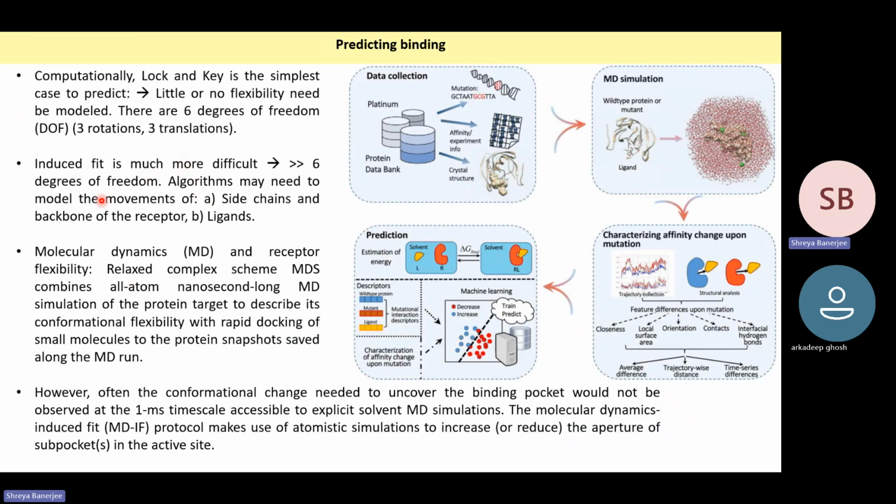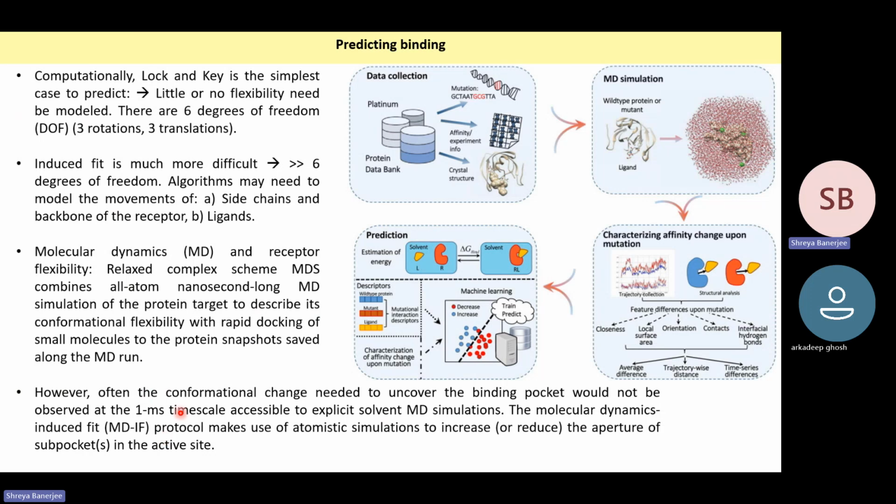And so different algorithms may be needed to model the movement of side chains, movement of the backbone, movement of ligand, and so on. So complex molecular dynamic simulations basically account for all atom nanosecond long molecular dynamic simulation of the protein target, that is the enzyme, to describe the conformational flexibility of the enzyme with rapid docking of the small molecule to the enzyme. And pictures of this docking are saved during the molecular dynamics run.